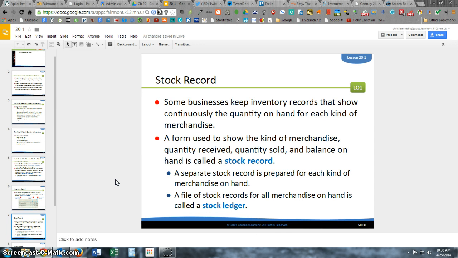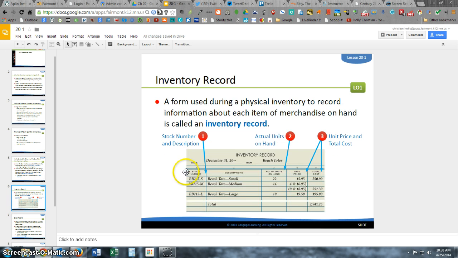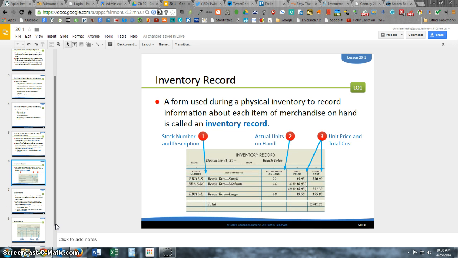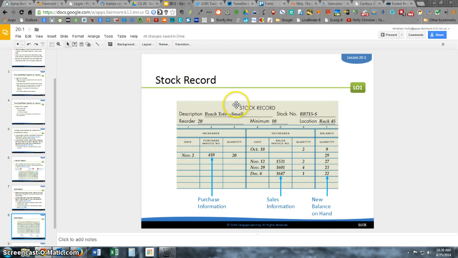Now, as we go through, there's going to be a stock record that keeps track of individual items. The inventory records show continuous quantity for a kind of merchandise, and that is then recorded or kept track of on a stock record. There is a separate stock record for each kind of merchandise on hand. You can see that right here. So my inventory record showed all 3 different types of beach totes, everything all together. Well, each one of these 3 items is individually going to have its own stock records.